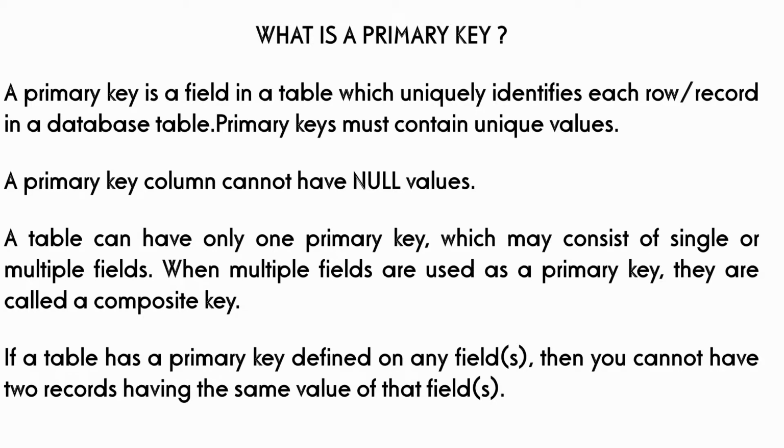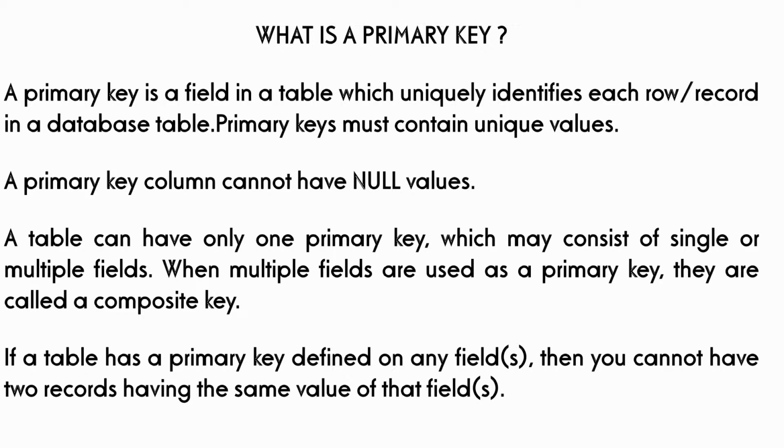So what is a primary key? A primary key is a field in a table which uniquely identifies each row record in a database table. So it's nothing but a unique key to a table. A primary key cannot be a null value, so make sure that whenever you add a primary key, it should never be a null value.